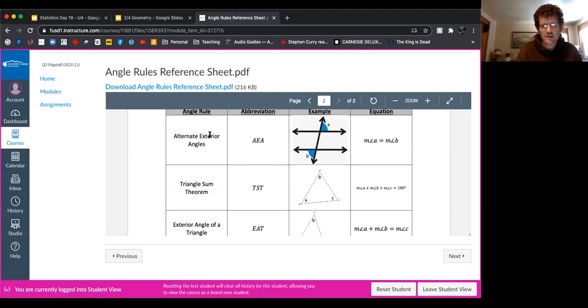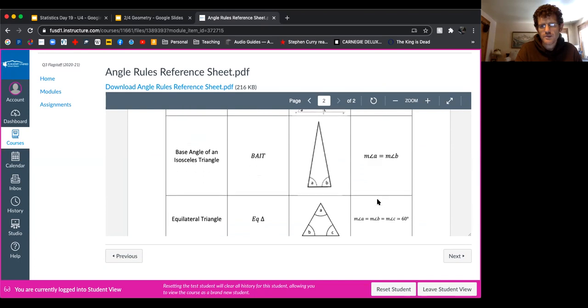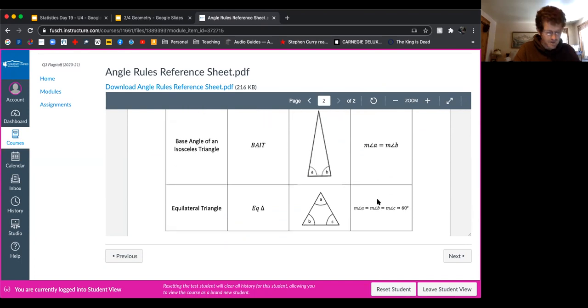So if I say AEA, you need to know that's alternate exterior angles. And here's an example of those. And then here's what we know. We know that if we have A and B right here, that angle A is equal to angle B. So these are the equations that we use. And this is kind of the key part of it. So I can take this diagram right here and I can create an equation out of it that looks like that.